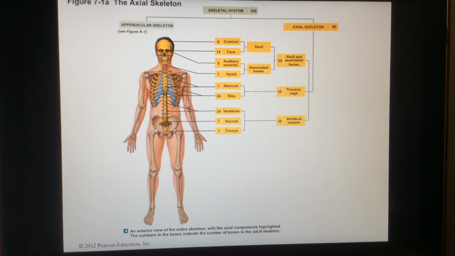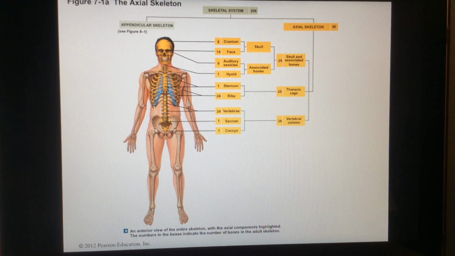So here you can see that the axial skeleton makes up about 80 bones of the 206, so it's about 40% of our skeletal structure. Again, if you're very visual, it's all highlighted in yellow, so we're going to talk about this axis or core. Again, 8 cranium, 14 facial, and then the associated bones with the skull is 6 auditory ossicles and 1 hyoid, and I always think about that as kind of like the Adam's apple near the C-spine or the neck.